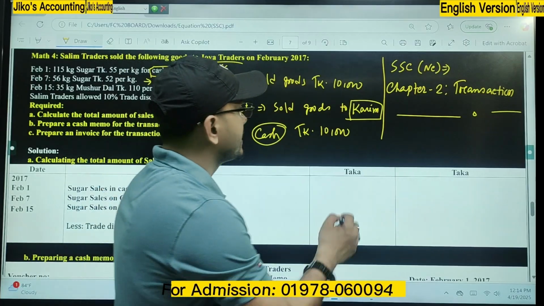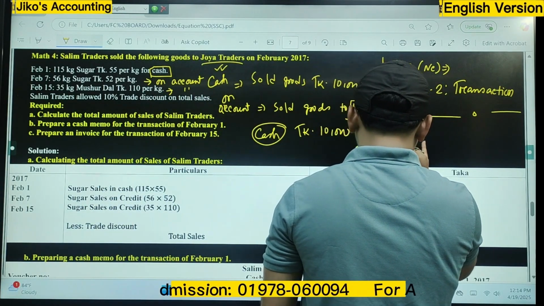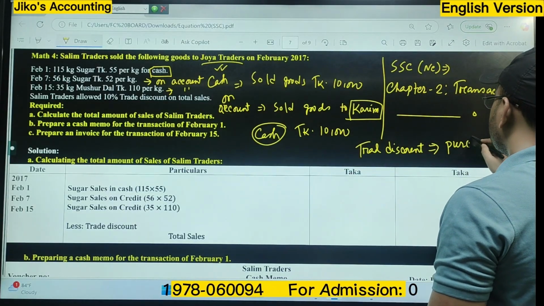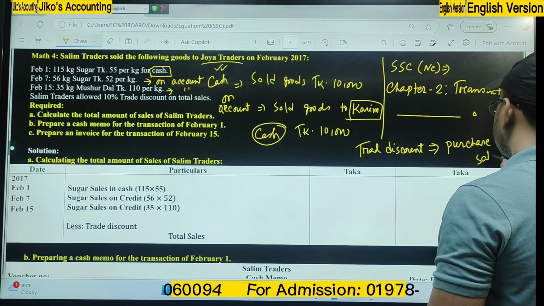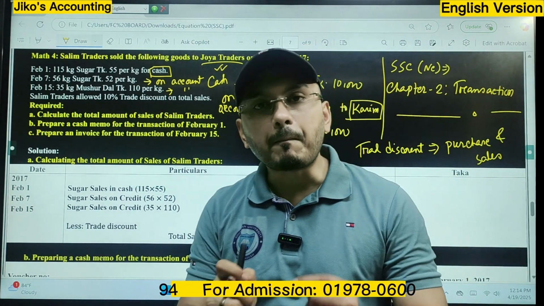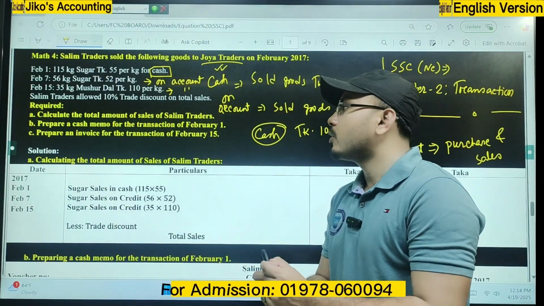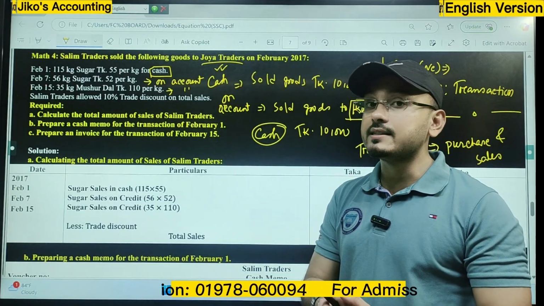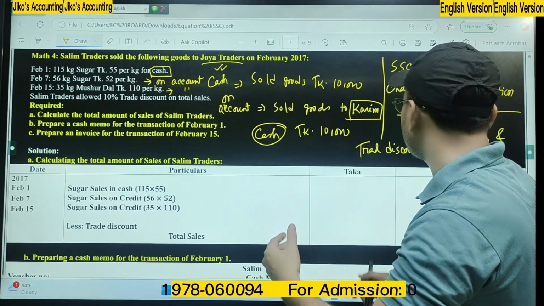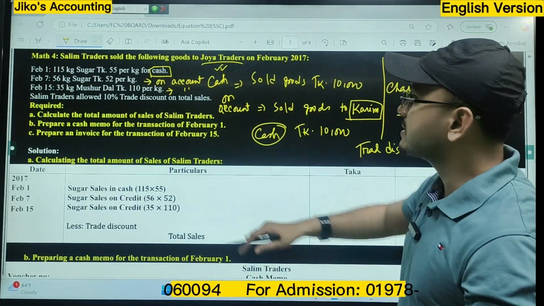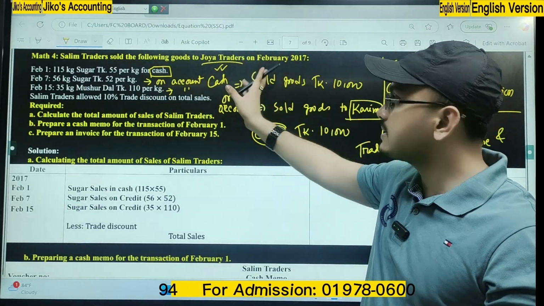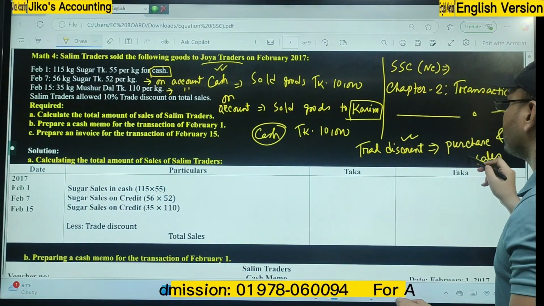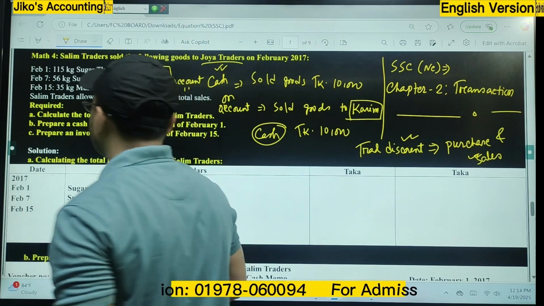What do you mean by trade discounts? Trade discount indicates discount related to purchase and sales. When you are purchasing anything from any supplier, if you get any discount, that should be recognized as trade discount or purchase discount. On the other hand, Salim Traders is selling goods to Zoya Traders. In that case, Salim Traders gives a discount to Zoya Traders. That indicates the trade discount. It's a selling discount.